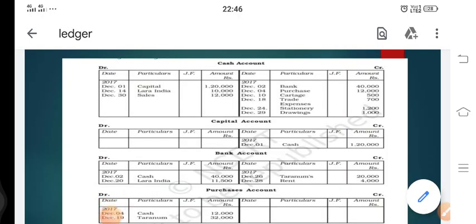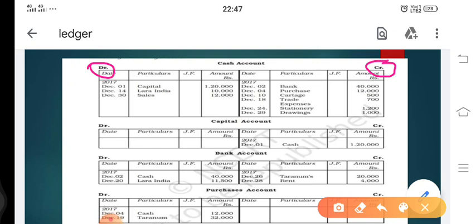So you can see here, we have written a small dr, which stands for debit, and here we have written a small cr, which represents credit. Now, while preparing ledger accounts, as I already told you, half the page is for debit and half is for credit. So while writing the ledger, at the left-hand side we write the debit column, and at the right side we write the credit column.